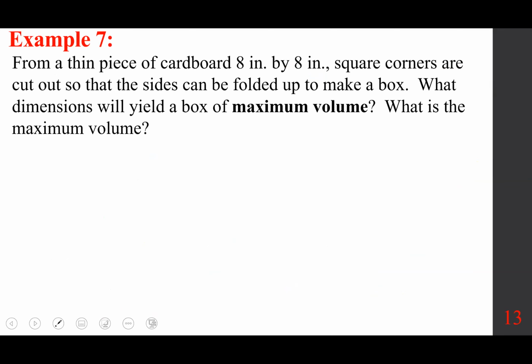I'll read it. From a thin piece of cardboard, 8-inch by 8-inch, square corners are cut out so that the sides can be folded up to make a box. What dimensions will yield a box of maximum volume? What is the maximum volume? Perfect. So the diagram and drawing makes it very important.